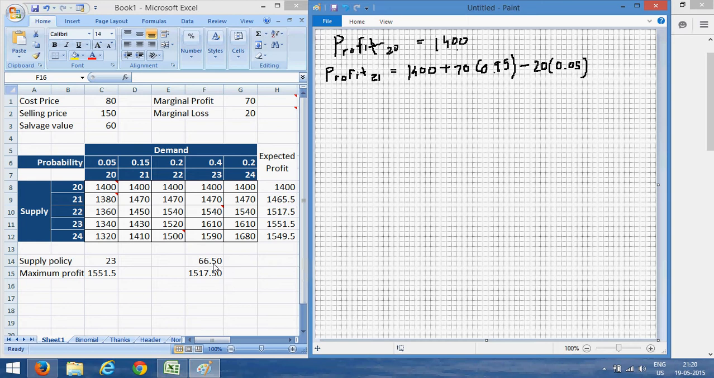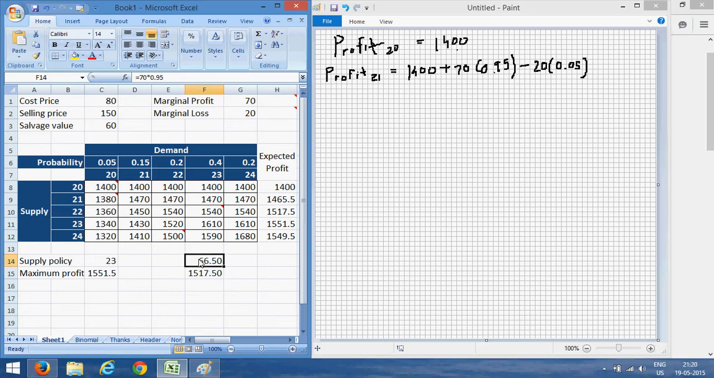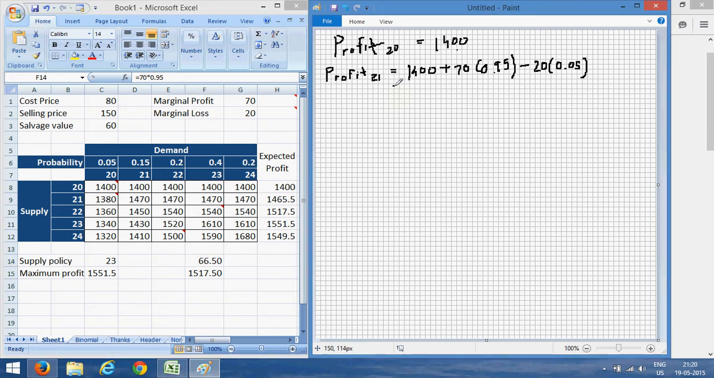Right, now I've already calculated the numbers here, so you can have a look at it. 70 times 0.95 is 66.50. So 1400 plus 66.50 minus 1, and this equals 1465.50. Now, if you look at this, this is exactly equal to this value here. Have a look, 1465.50.